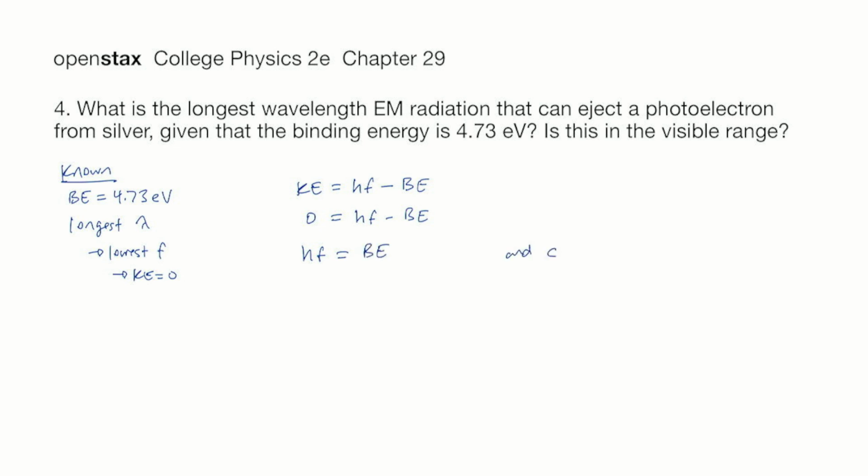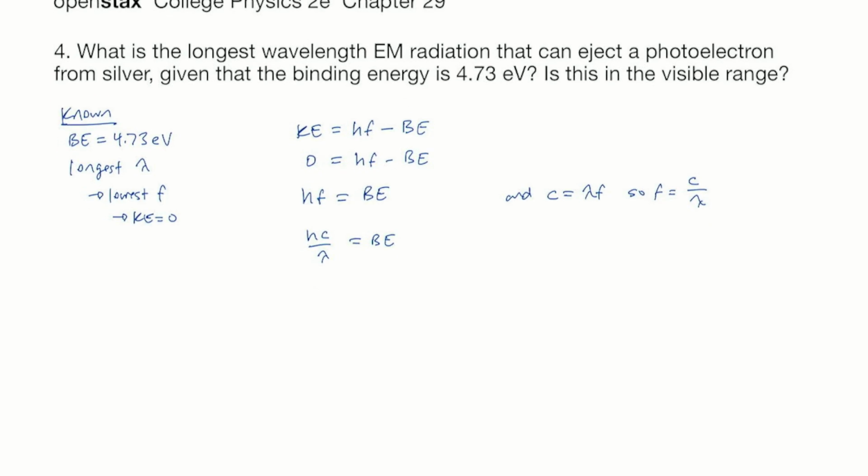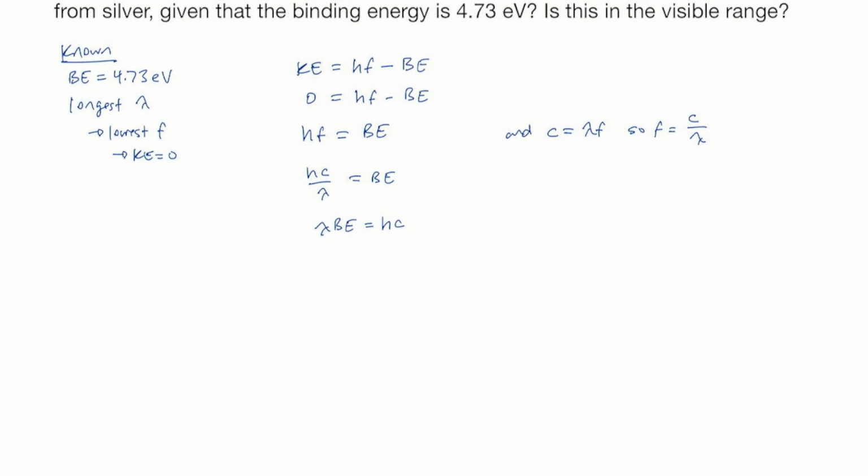We also know that c is lambda times f. So the frequency is the speed of light divided by the wavelength. So we can make that substitution. We get hc over lambda is equal to the binding energy. So lambda times the binding energy is equal to Planck's constant times the speed of light. And so lambda is hc over BE.